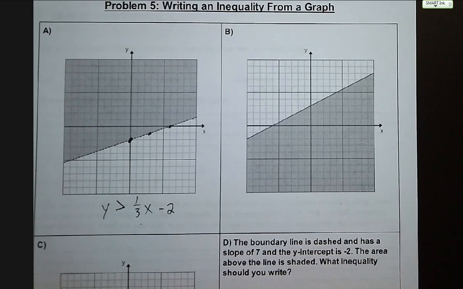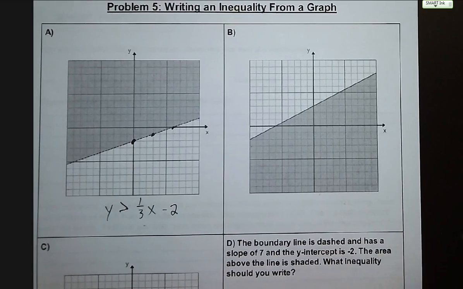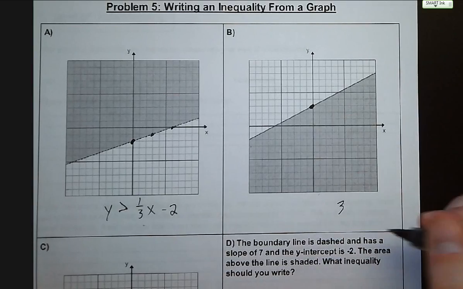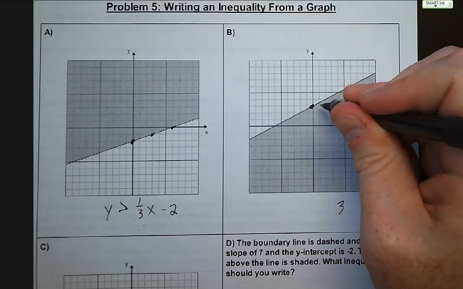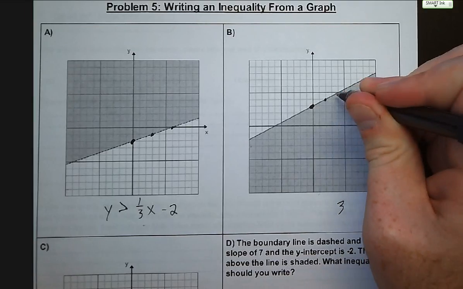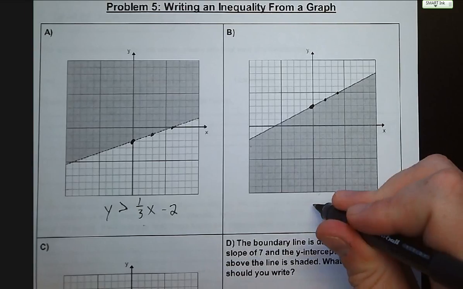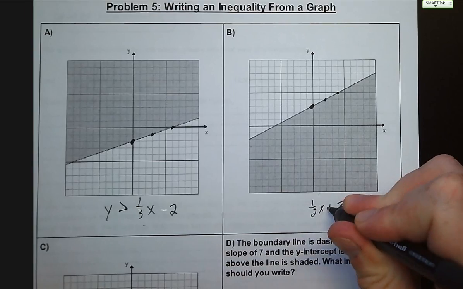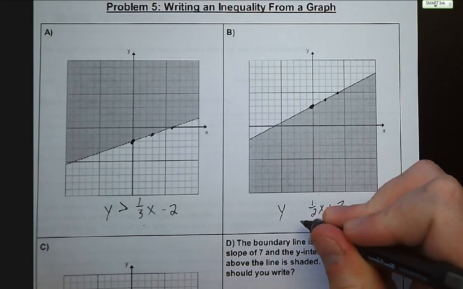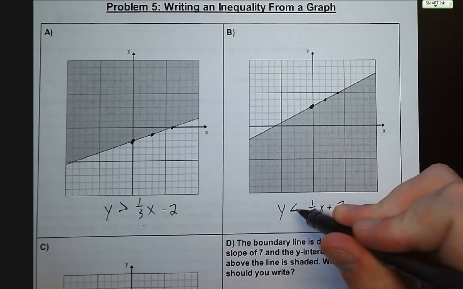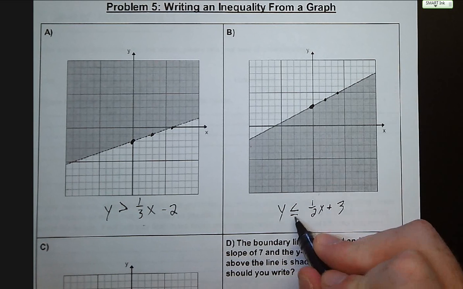All right, so letter B is a solid line with a y-intercept of 3, a slope of 1/2. We're going up 1 and to the right 2 every time. So it's 1/2 x plus 3. And it is below, so it's less than, and it's a solid line, so it's less than or equal to.